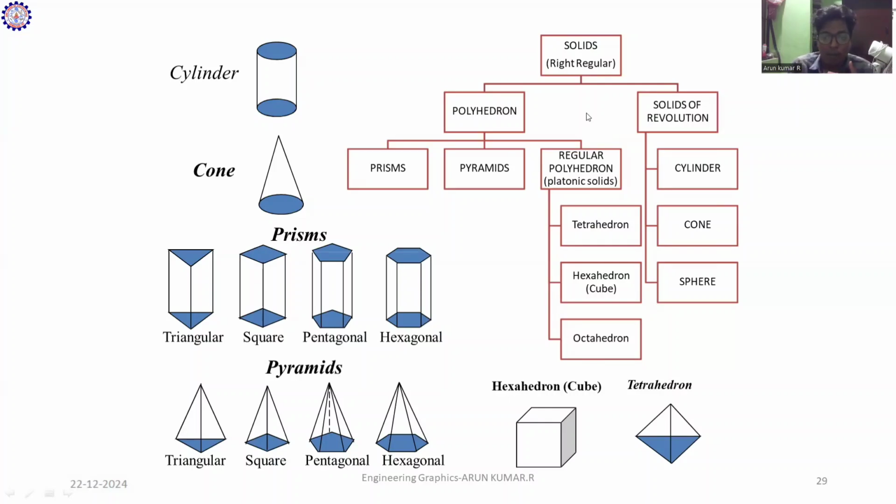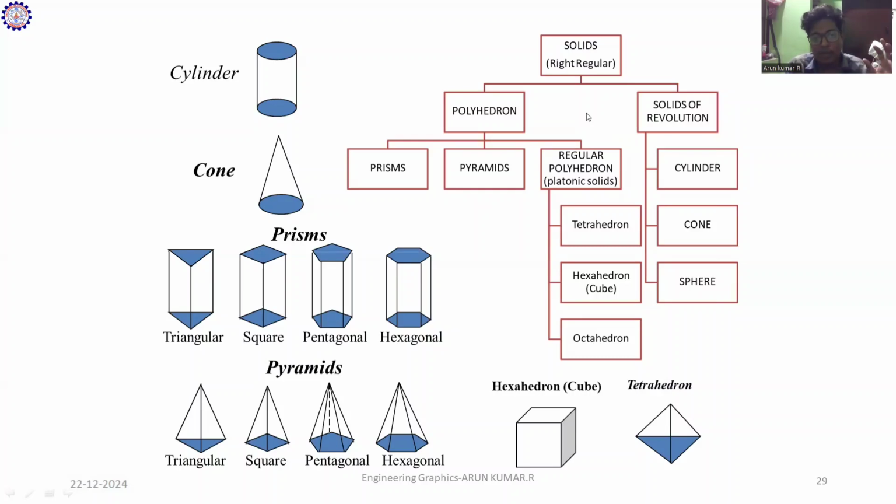In engineering graphics, we mainly deal with polyhedra, whose main classifiers are prism and pyramid, and we will be discussing numerical problems based on prisms and pyramids. The third type of polyhedron is the regular polyhedron, also called the platonic solids. The regular polyhedron is further classified into tetrahedron, hexahedron, and octahedron. Then, on the right side, the solid of revolution is classified into cylinder, cone, and sphere.